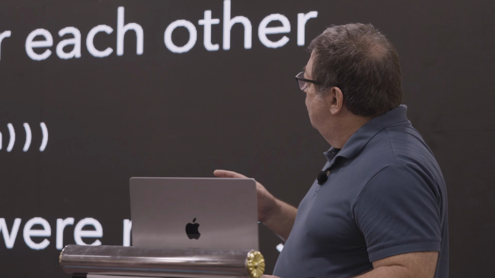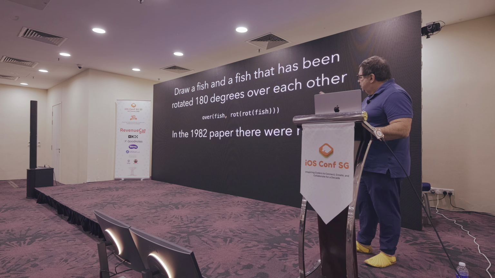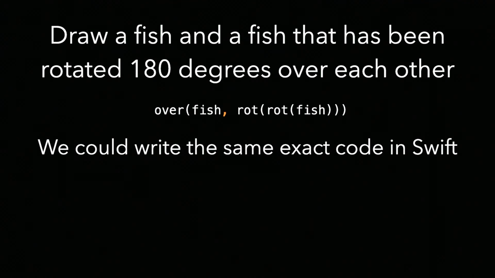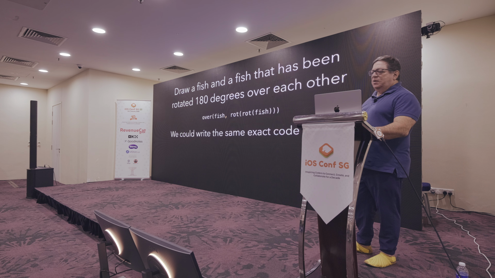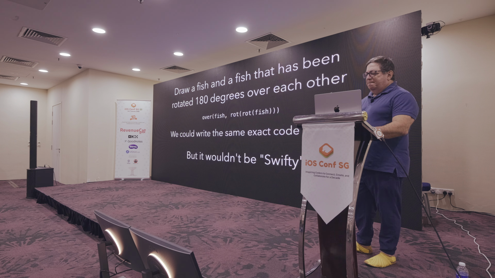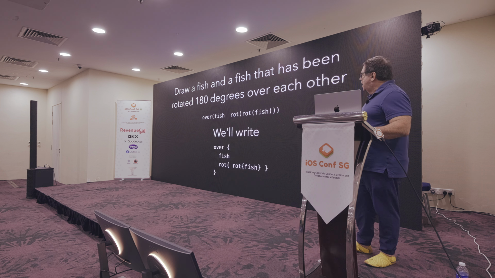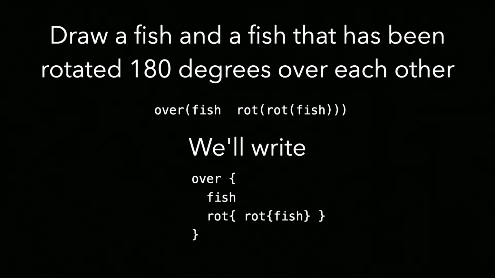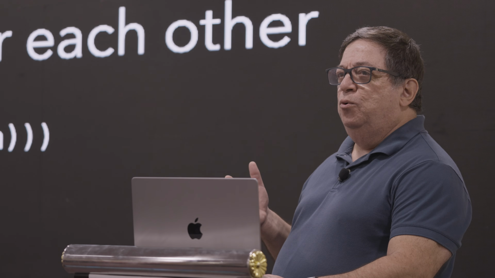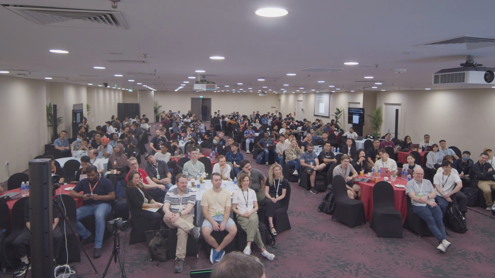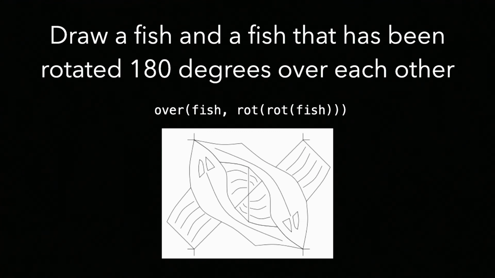In the 1982 paper, he used Lisp, and so he didn't use commas. They re-implemented it in Java, so in the 2002 paper, he did have commas there. We could write the same code in Swift exactly using that syntax, but that wouldn't be Swifty, and that matters to us. And so we can translate this into SwiftUI and write something like this. And at this point, I should hear, ooh. And so when you draw a fish and you rotate it, we want to get something that looks like that.